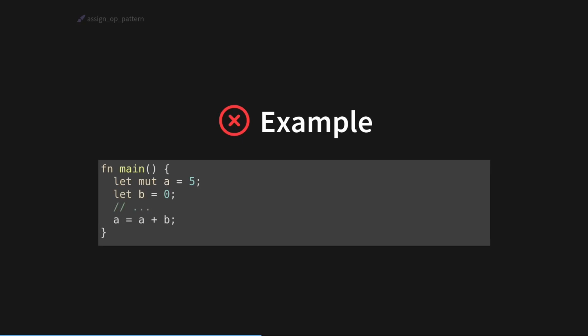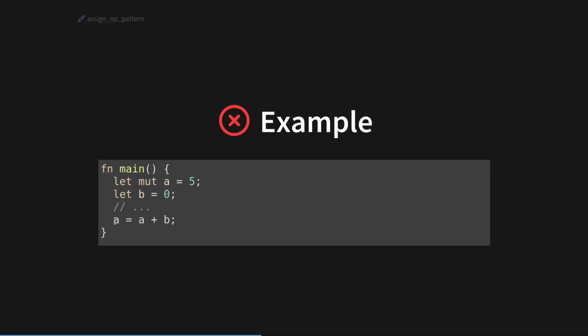Here's an example without applying the lint. In this example, we assign a mutable variable a to the value 5. We also have another variable b, which we assign to the value 0. And by the end of this function, we set a equals a plus b, which should equal 5.